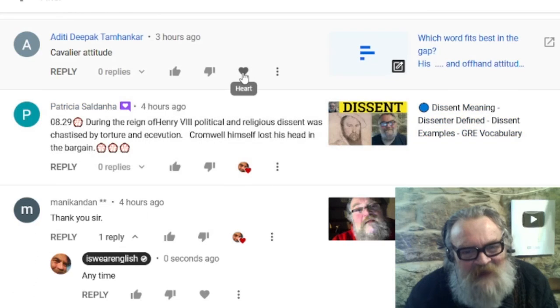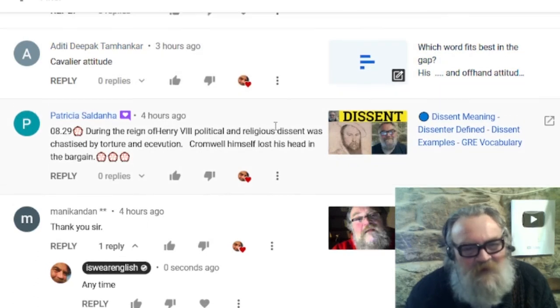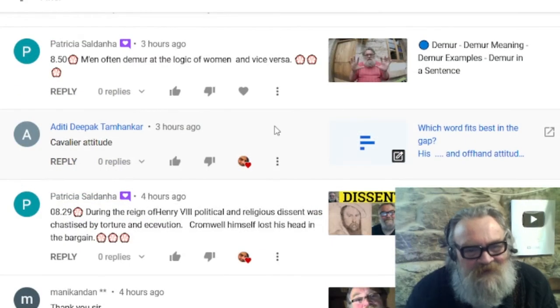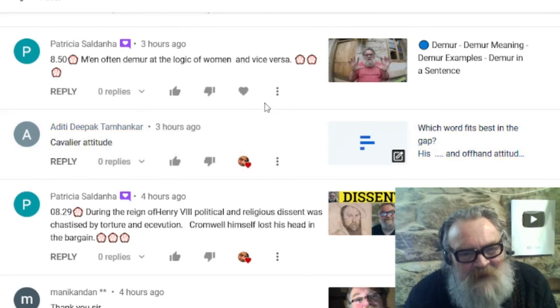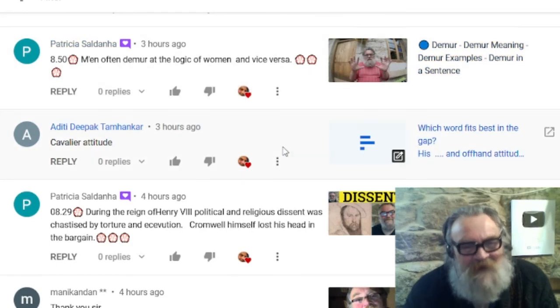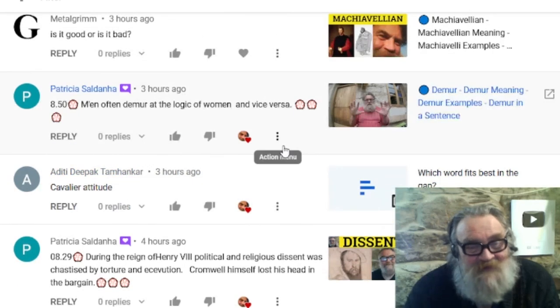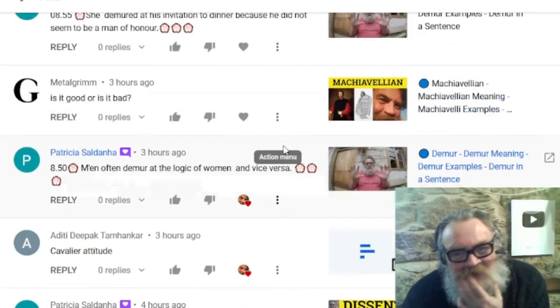Okay, Aditi, a cavalier attitude, absolutely right, a devil-may-care attitude. And P, men often demur at the logic of women, and vice versa. Very good, I like that, it's very true. We don't see each other's logic, and that's the point.